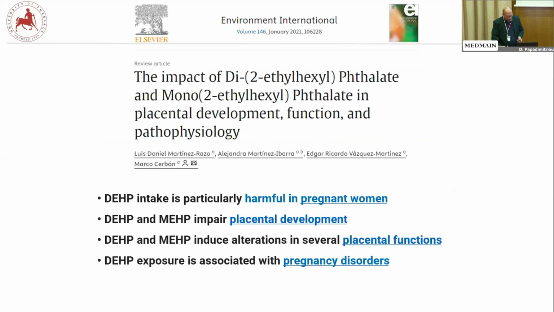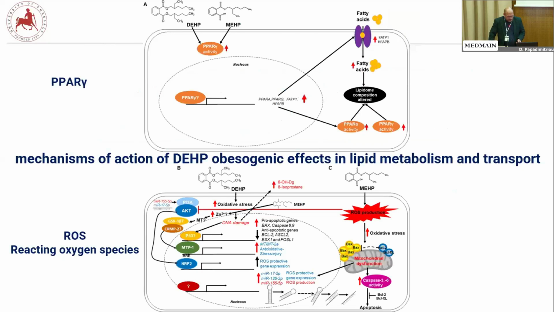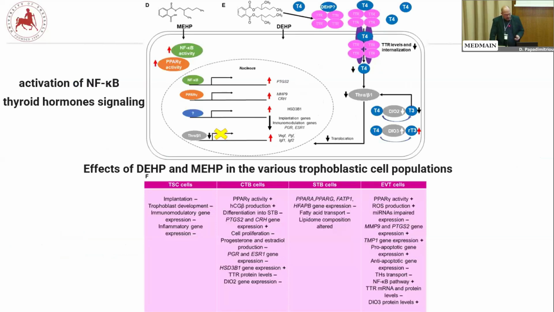So both of them, the high molecular weight and the mono phthalates, are harmful, particularly in pregnant women, because they impair placental development, they alter placental functions, and they are associated with pregnancy disorders. The obesogenic effects in lipid metabolism and transport are mediated mainly through PPAR gamma, which we know from type 2 diabetes, and through the reactive oxygen species they produce, leading to oxidative stress, leading to cell apoptosis, and further cell destruction. Also, they activate NFKB. NFKB is a major transcription factor involved in the pituitary and the immune system, and they also disrupt the thyroid hormone signaling and directly the trophoblastic cell populations.